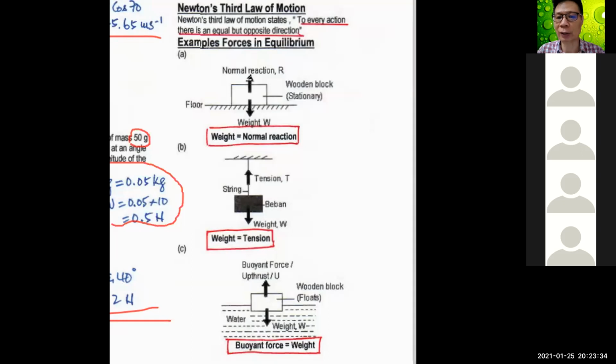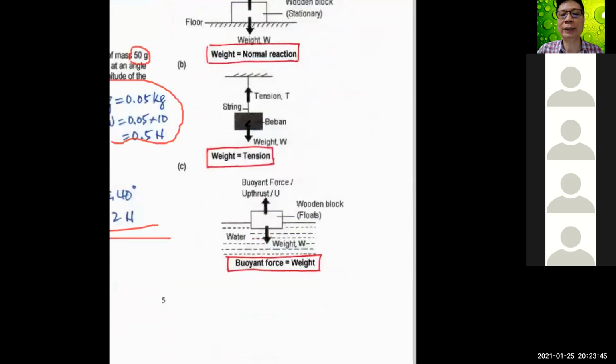Either you stay stationary, but most probably in this case it is on the floor, right? So it will stay stationary on the floor because the forces are the same. Okay. Now this second example.